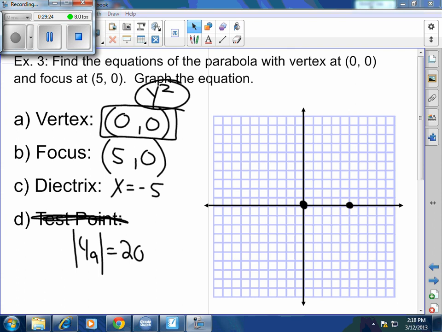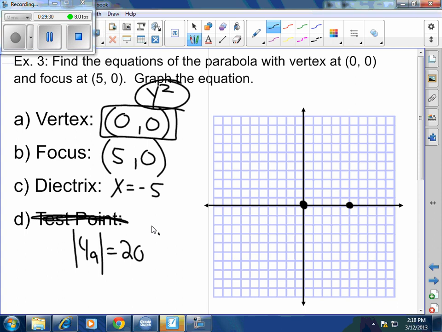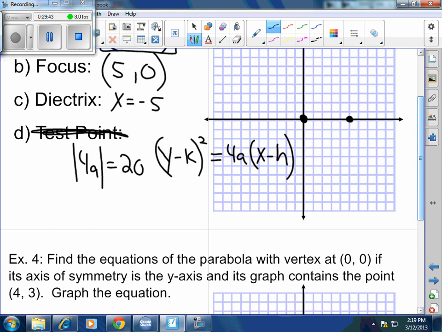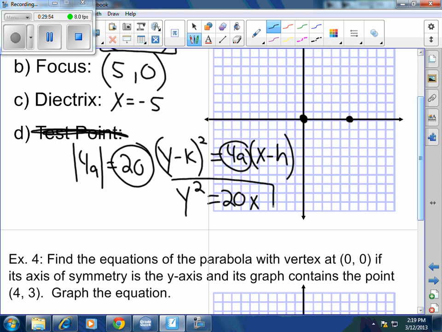Okay, guys, so now we have everything we need to write the equation. This is a y squared equation, so this is going to be y minus k squared, remember, equals 4a times x minus h. Just plug and chug, guys. So this is going to be y squared, because there is no k value, it's 0, equals the latus rectum, which is the 4a, so that's 20, times x. That's my equation.